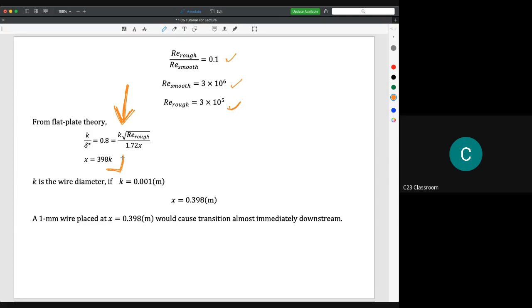398k. If k is the wire diameter, let's say the wire diameter is 0.001 meter, which gives us 1 millimeter. So x is 0.398 meters. This comes from substituting the value of delta star here. So a 1 millimeter wire placed at x equals 0.398 meters will cause transition almost immediately downstream.